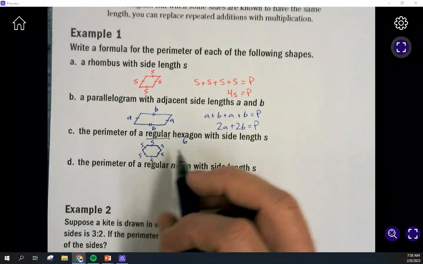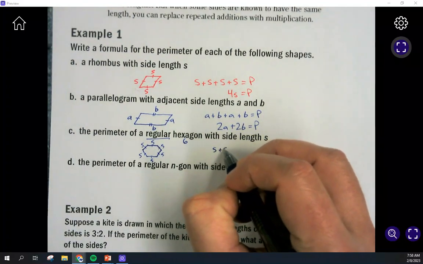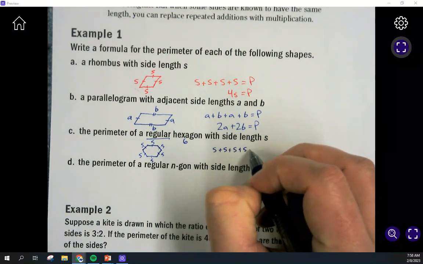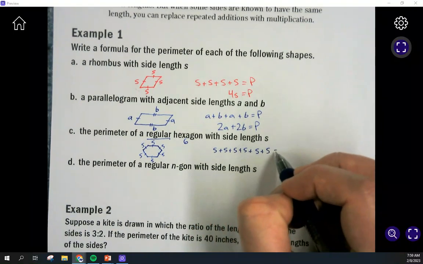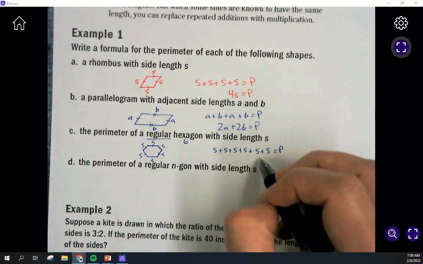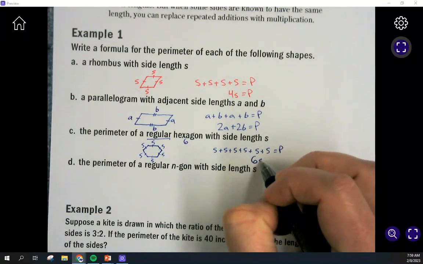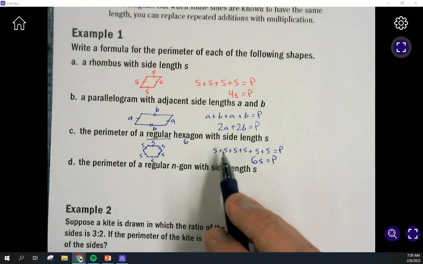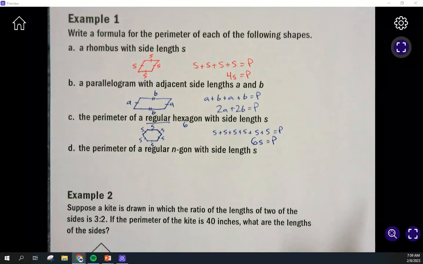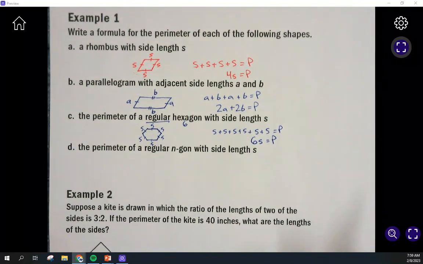And so we would add them all up, S plus S plus S, 6 times. 1, 2, 3, 4, 5, 6. That's the perimeter. And we could simplify that and just call it 6S. And yes, you can jump straight to that. You don't have to write it out as repeated addition.